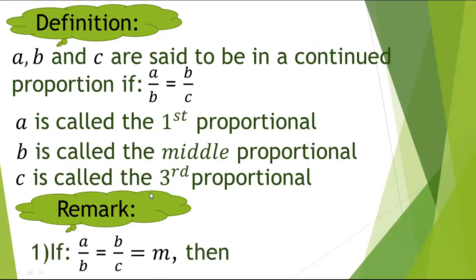Remark: A over B equals B over C equals M, as we said before in the properties of proportion, M is the constant. Then we can write B equals Cm, starting from the ratio beside the constant, and A equals Bm. Substitute B by Cm, then A equals Cm power 2.